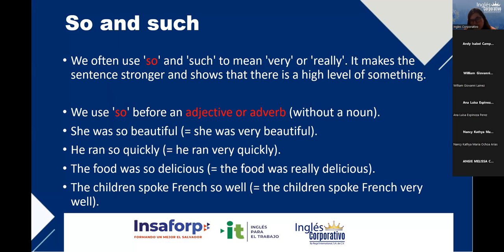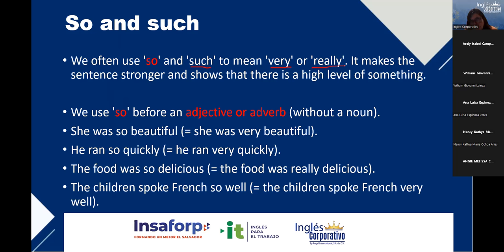Now we're going to add a little bit more about the cases in which you use so and such. So check. We often use so and such to mean very or really, right? So you say, it is so expensive. It is very expensive. Wow, it's really expensive. It is such an expensive thing. So the meaning is the same. The meaning is like very or really.